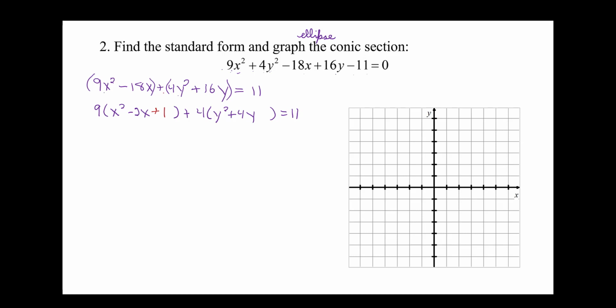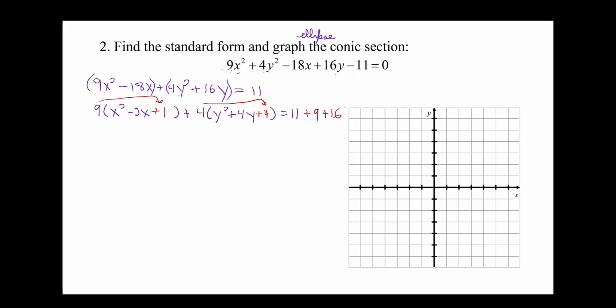Okay, but I can't just go adding numbers to one side of the equation. I need to add the same number to the right side that I added to the left side. What I really added to the left side, though, was 9 times 1, not just 1. So I need to add 9 to the right side of my equation. And then for the y's, to complete the square on the y's, I take half of 4 and square it, which would be 2 squared, or 4 again. And then what we're actually adding here is 4 times 4, or 16. So I want to add 16 to the right side of the equation.